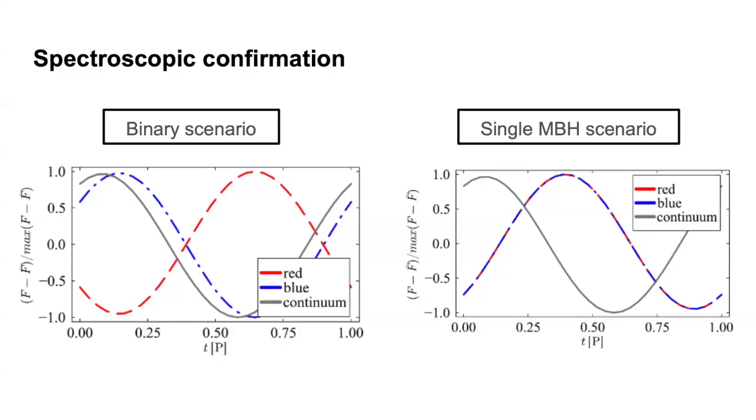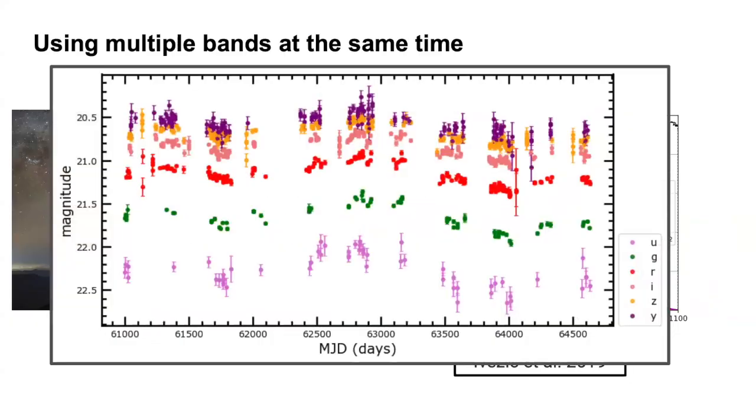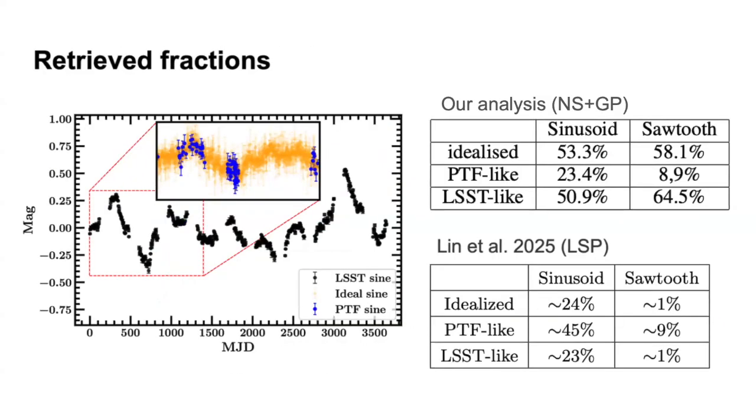When you are comparing your results with Lin et al, right? About sawtooth and sinusoid. So as you said, it is surprising that when you have a PTF-like data set, which has gaps, it gets more of those binaries, like 45% or 24%, right?